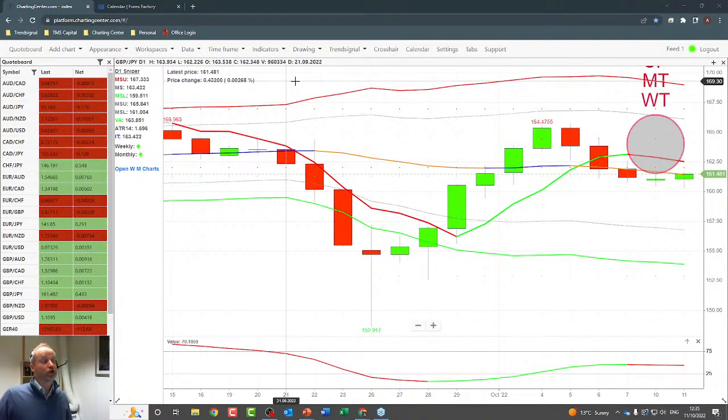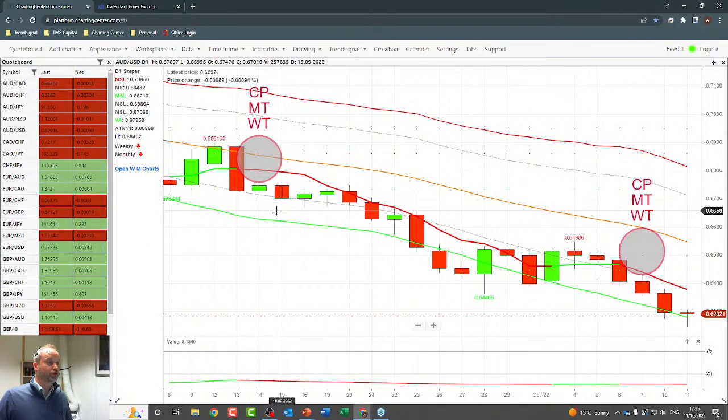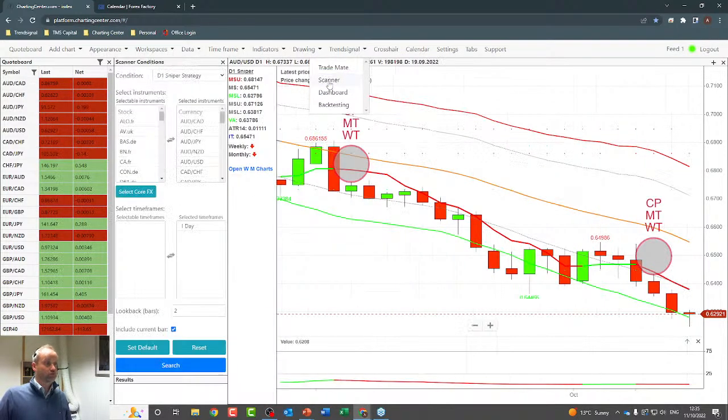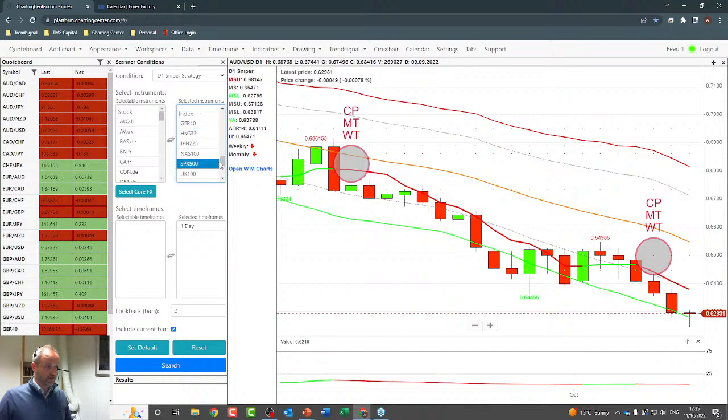So if I want to find opportunities, I can go through them individually, like clicking on, say, Aussie dollar, and I can see previous opportunities there, or I can click on the scanning tool and run the scanner. This is typically what our members would do each day. So I can say, right, find me some D1 sniper strategy opportunities on this list of markets: FX, some indices and some commodities.